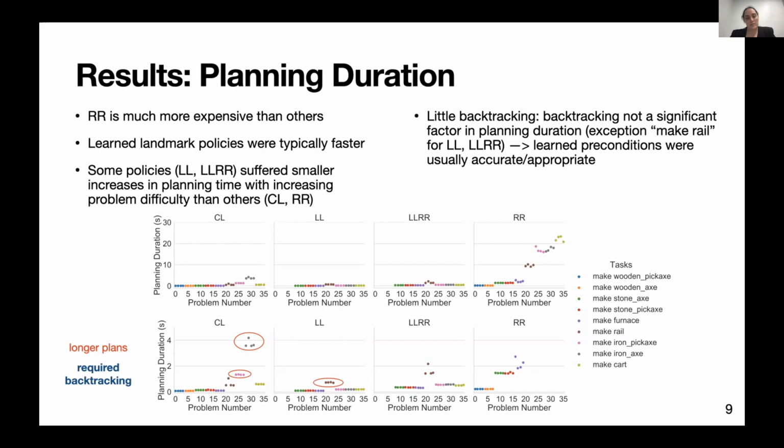But I've circled the problems where we had those longer plans in the previous slide in red, and the problems that required backtracking are in blue. Most of these problems did not require backtracking, which suggests that we're learning appropriate preconditions. But this one set of problems for these 2 policies did require backtracking, which coincides with the increase in the amount of planning time that they needed.